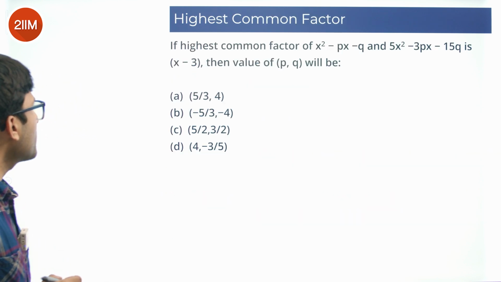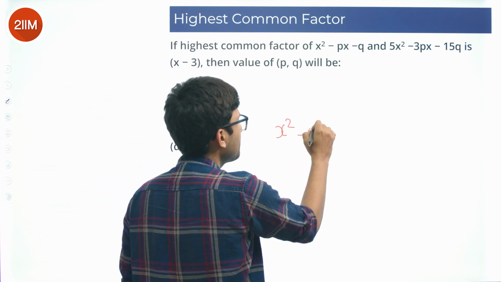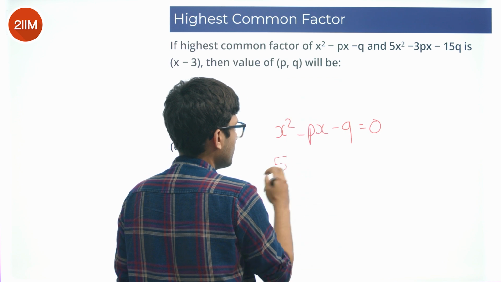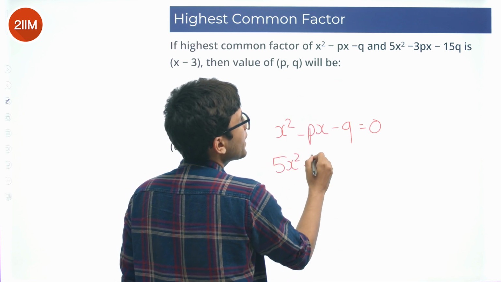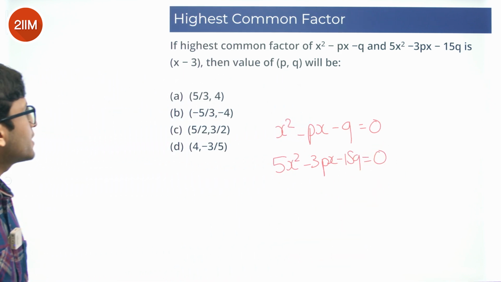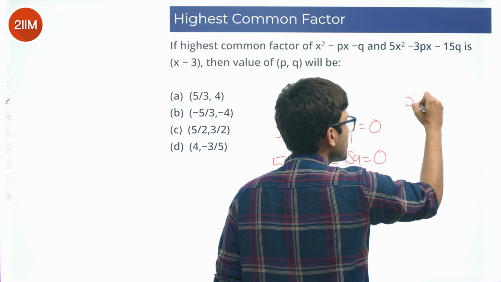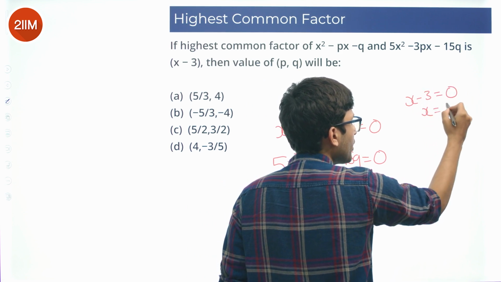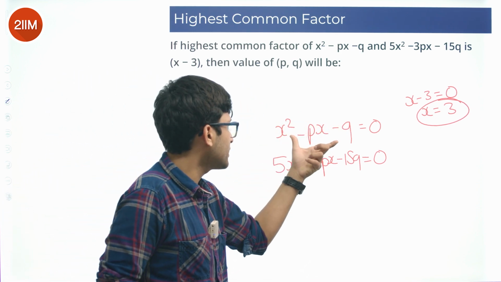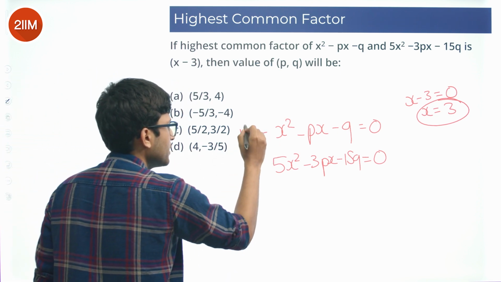Let us start. Highest common factor. If the highest common factor of the equation x square minus px minus q equal to 0 and the other, 5x square minus 3px minus 15q equal to 0, is x minus 3, what I know is x minus 3 is a common factor for both. So x minus 3 is equal to 0. So using factor theorem, x equal to 3 should satisfy both the equations. So let us put x equal to 3 in the first and the second equation. This is my first and this is my second equation.